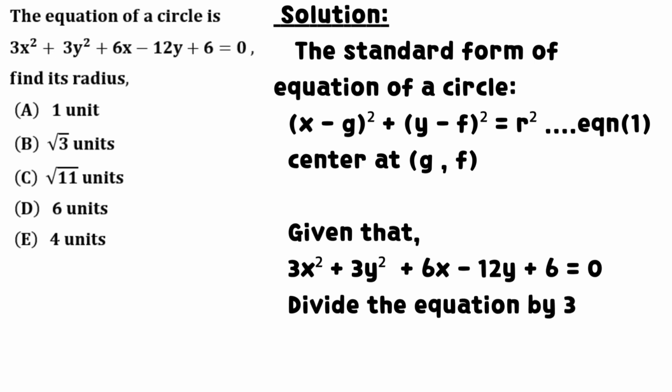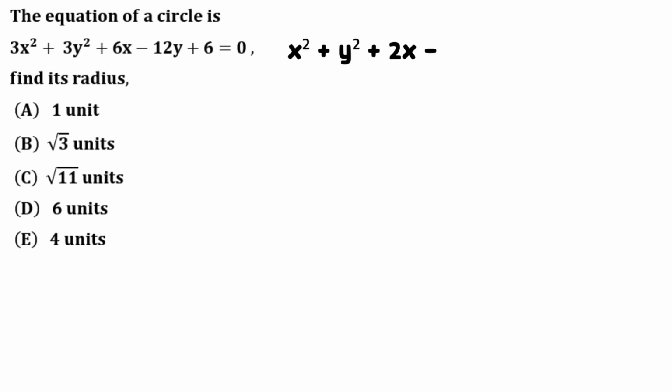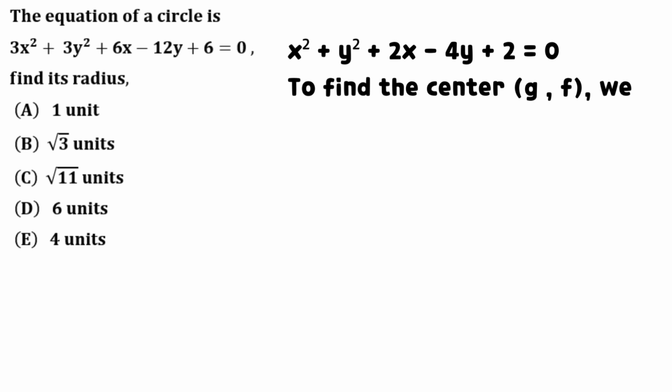The center of the circle is at g and f. These are the values of x and y. Given that, the sum of 3 times x squared, 3 times y squared, 6 times x minus 12 times y plus 6 equals 0. Divide the equation by 3. It implies that the sum of x squared, y squared, 2 times x minus 4 times y plus 2 equals 0.